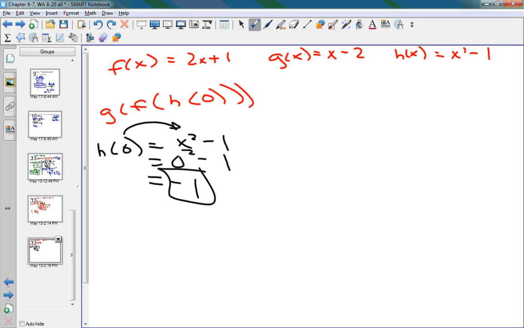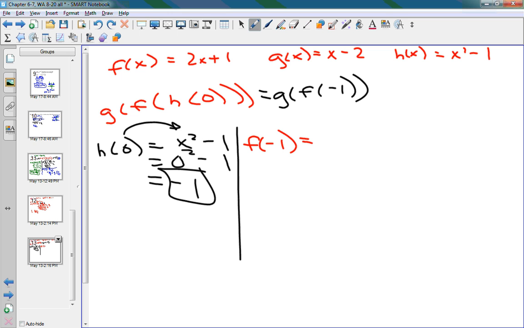What does that mean? Now h at 0 is negative 1, so I'm doing g at f at negative 1. So now I need to do what? The f at what? Negative 1. Well, what is f? 2x plus 1. Every place I see an x, I plug in a negative 1. So that gives me negative 2 plus 1, which is negative 1.